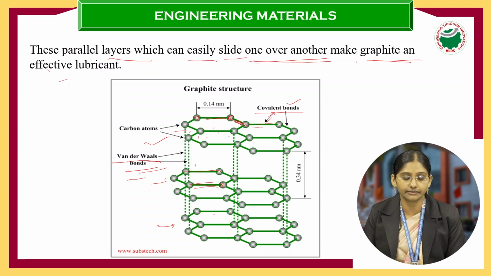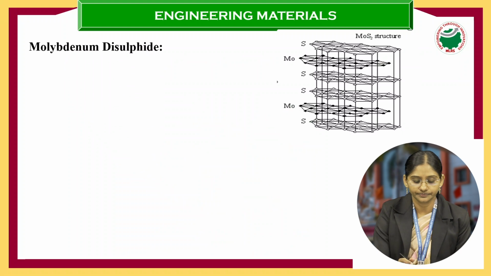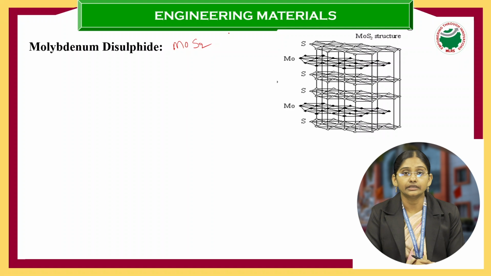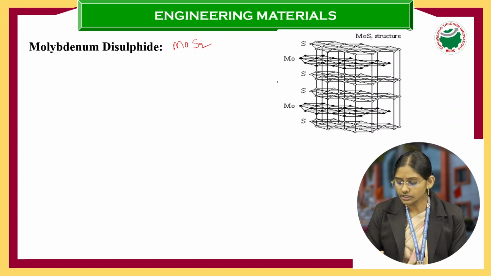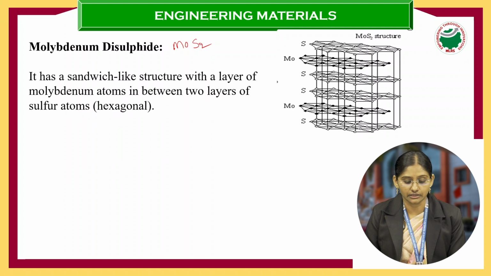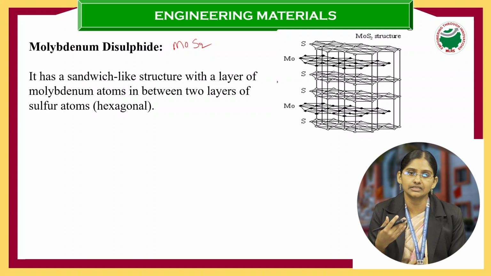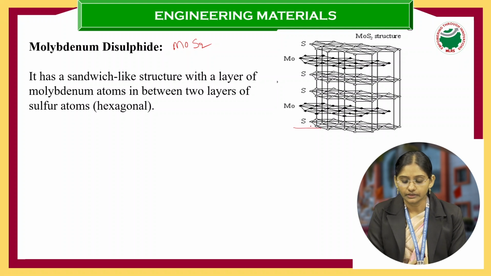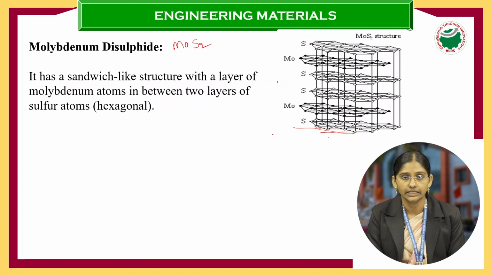This is the structure of graphite, and now we'll see one more solid lubricant, that is MoS2, molybdenum disulfide. If you observe the structure of molybdenum disulfide, it is a sandwich structure, and you all know the meaning of a sandwich. There are different atoms. Here it is MoS2. First, all the sulfur atoms are linked together. This is one layer. And next, molybdenum.